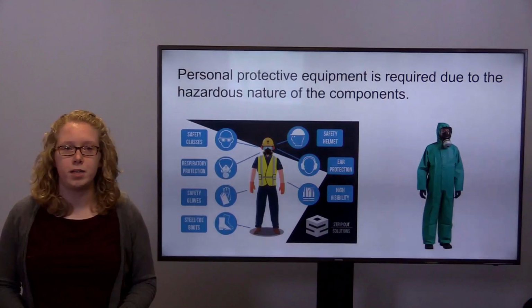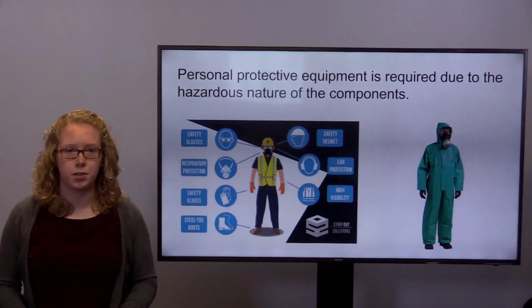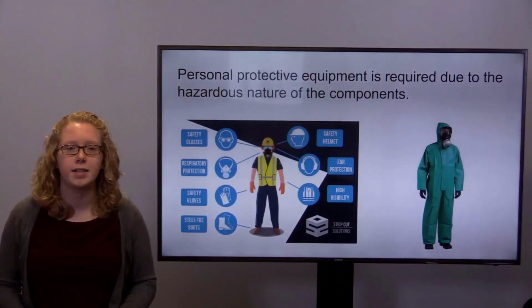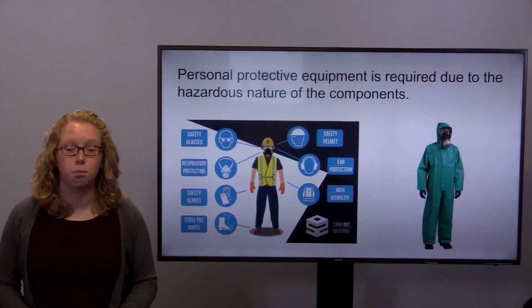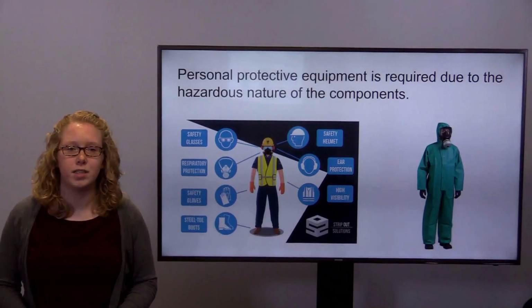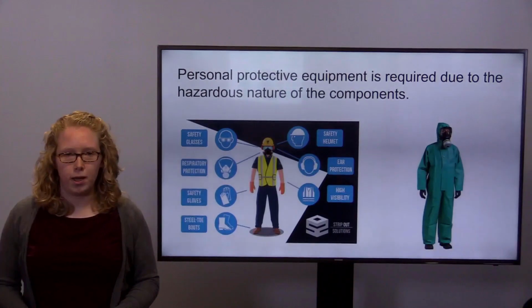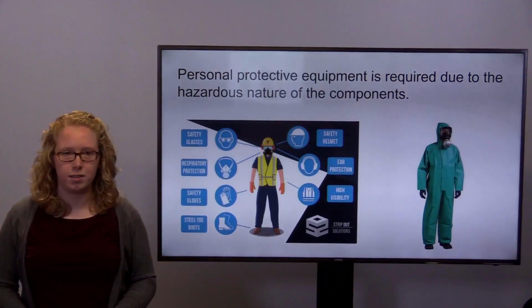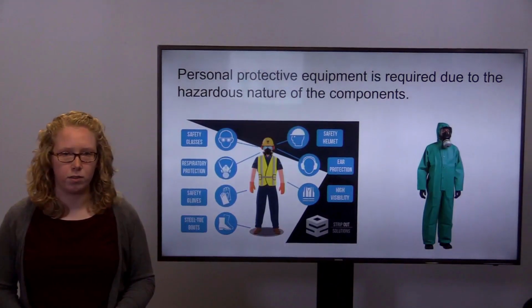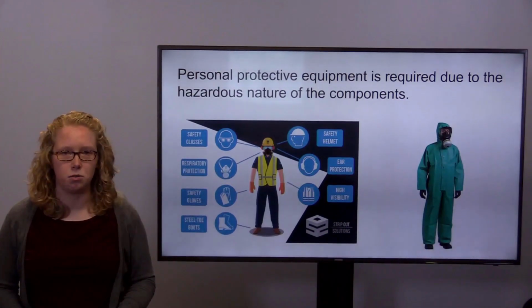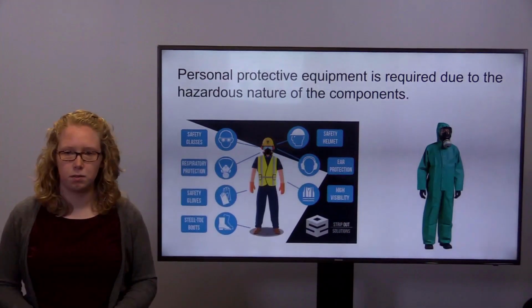During normal operations, our operators would have to wear personal protective equipment such as safety glasses, respiratory protection, safety gloves, and steel-toe boots. But during more extensive processes such as a line breaking or a cleaning of the plant, they would have to wear a hazmat suit to protect themselves.